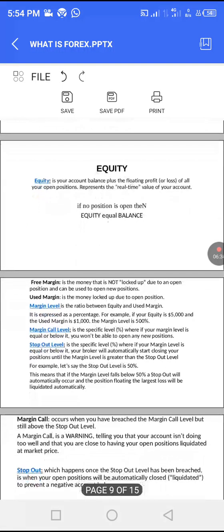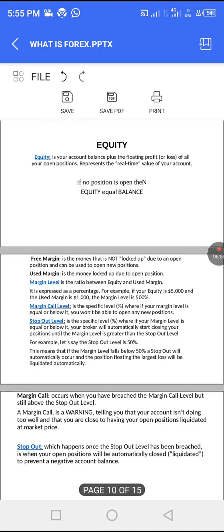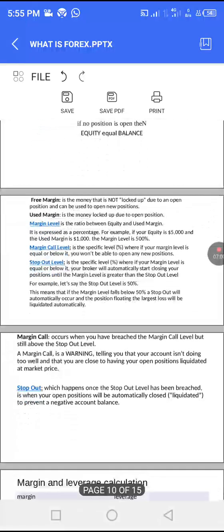Equity. Equity is your account balance plus the floating profit or loss of all your open positions. It represents the real-time value of your account. So, if you have any open position, the floating balance you see, the changes in the balance you see, is known as the equity. If no position is open, equity is equal to balance.